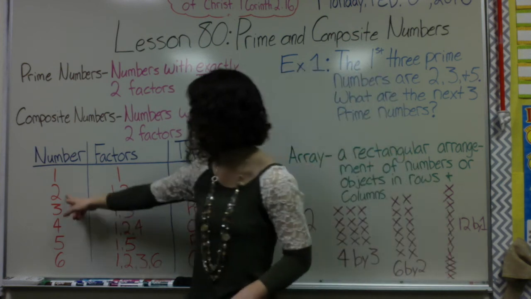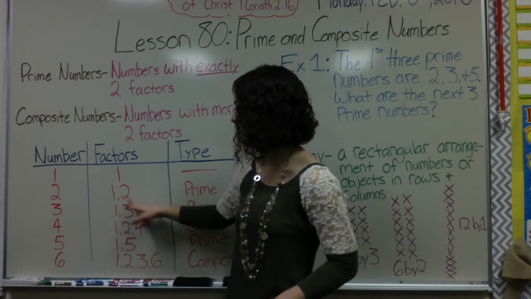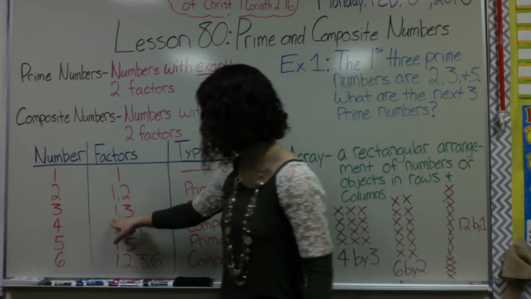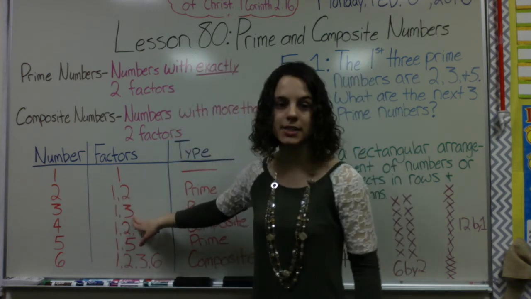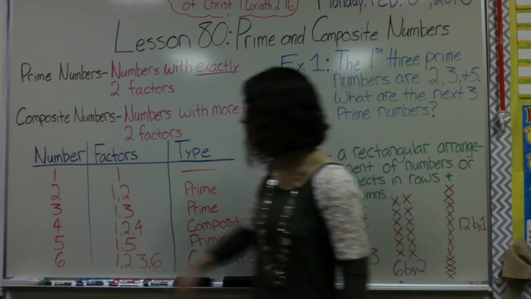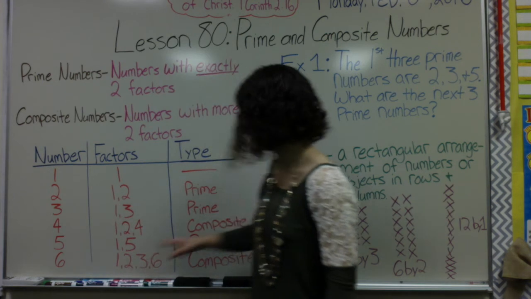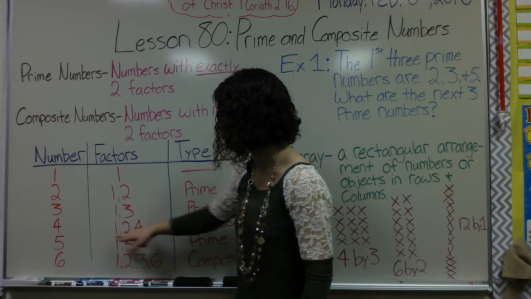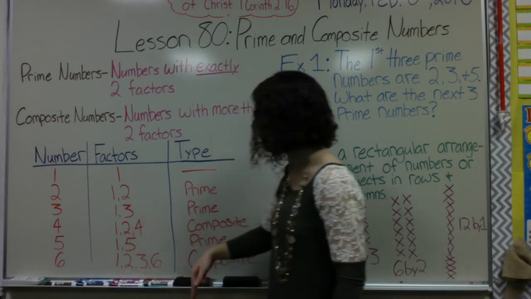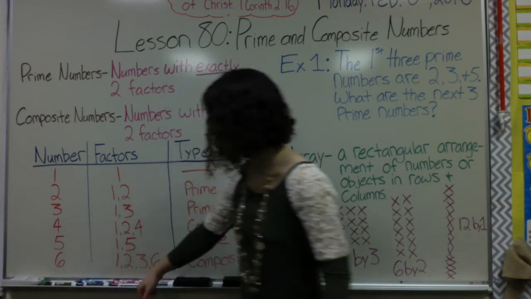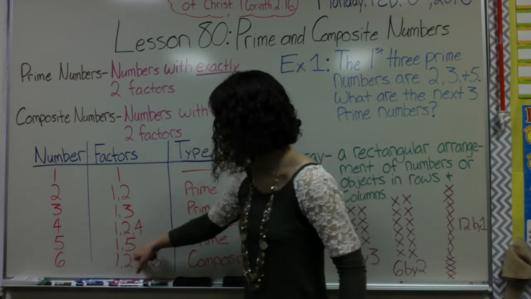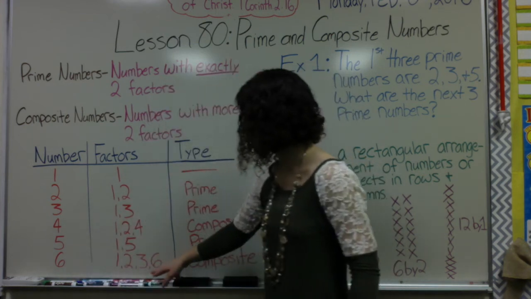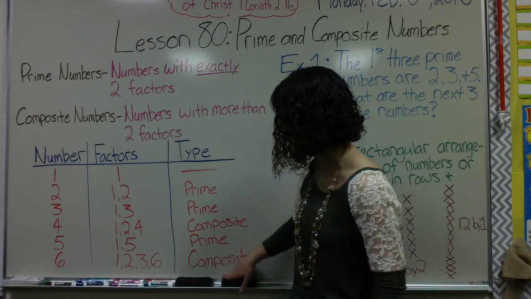Then we have 2. I have factors 1 and 2 because 1 times 2 is 2. It has exactly 2 factors, so it is prime. 3 also has only 2 factors, 1 and the number itself, which means it is prime. 4 is our first even number that is composite. And I can have 1, 2, and 4 because 1 times 4 is 4 and 2 times itself is 4. Then I have 5, which is an odd number, 1 and itself, that means it's prime. 6 has 1, 2, 3, and 6, meaning it is composite.